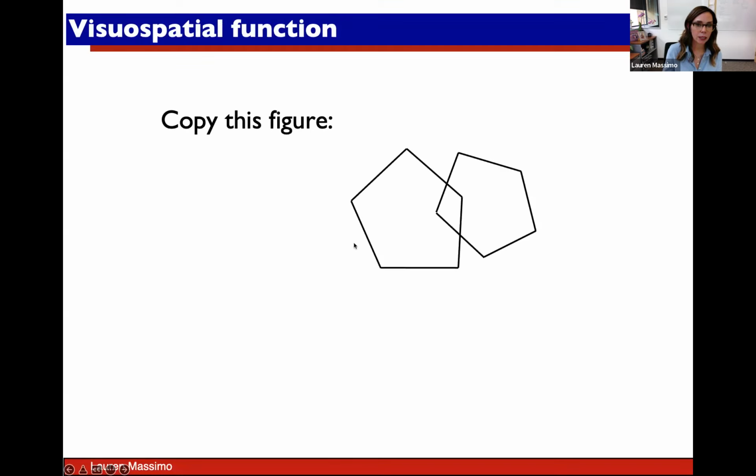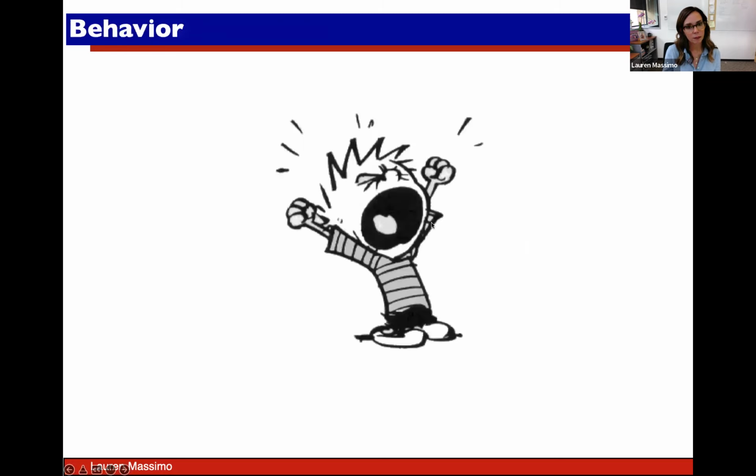Visual spatial functioning, again, a good example of this in the MMSE is copying those intersecting pentagons. So in this, you're having to see a figure. You have to be able to combine visual information and motor coordination in order to duplicate and understand the spatial relationships of these objects.